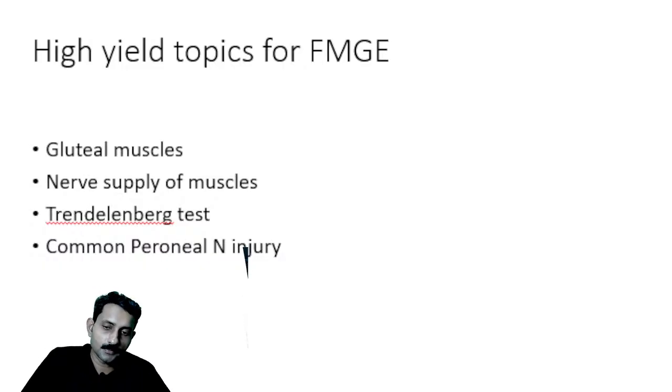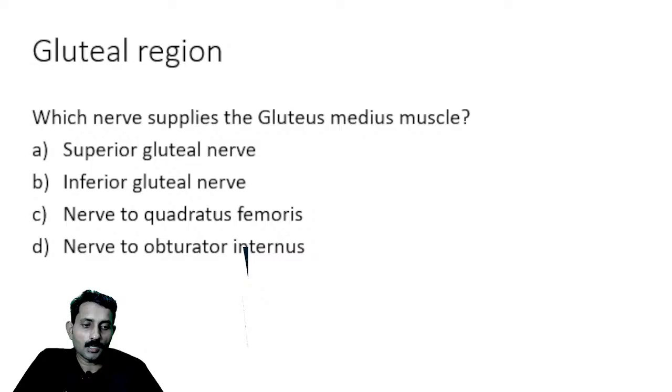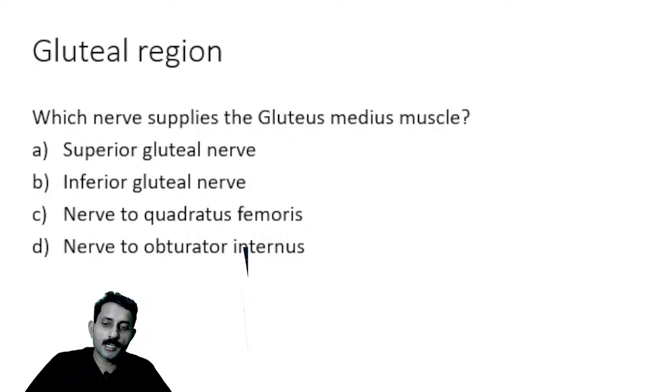Now we have a question here. Which nerve supplies the gluteus medius muscle? Nerve supply of gluteal muscles. The options are superior gluteal nerve, inferior gluteal nerve, nerve to quadratus femoris, nerve to obturator internus. One more question. Which nerve supplies the gluteus maximus muscle? This is a recent question. Superior gluteal, inferior gluteal, nerve to quadratus femoris, or nerve to obturator internus, or superior gemellus. Now to understand this, we can see this diagram.